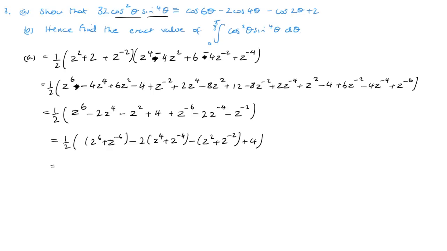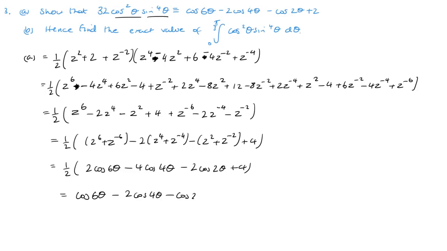Just making a bit more room there. So we've got a half. Now this is 2 cos 6 theta minus 4 cos 4 theta minus 2 cos 2 theta plus 4. And times by a half, we get cos 6 theta minus 2 cos 4 theta minus cos 2 theta plus, not 4, I was going to write then, plus 2 as required. So there you have it, same as up here.